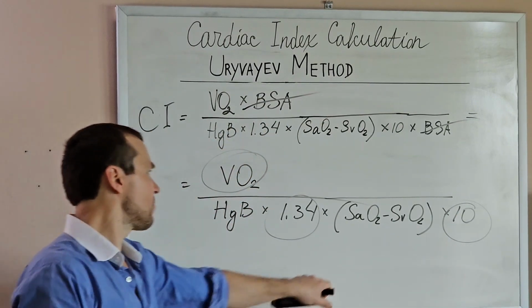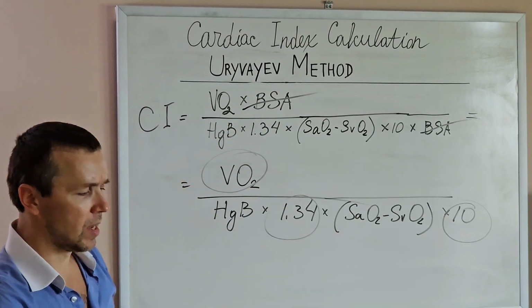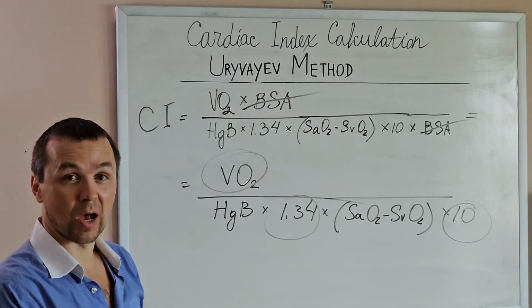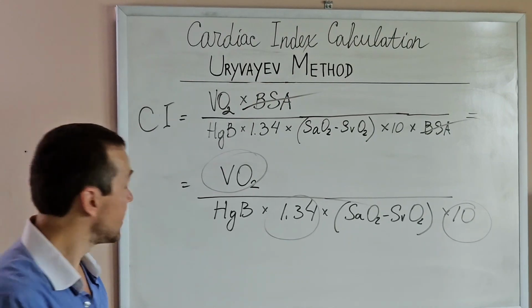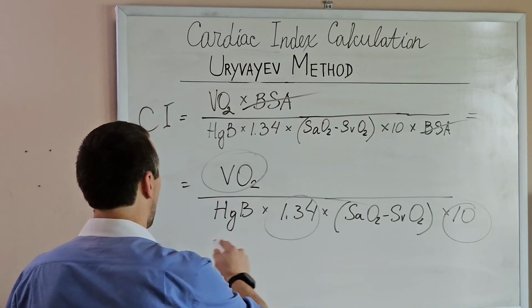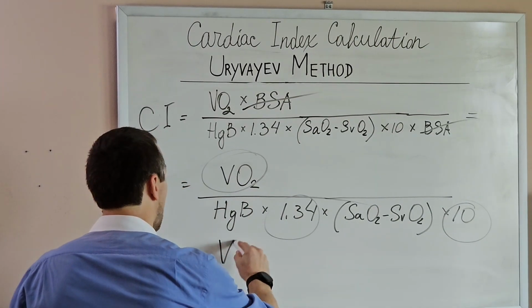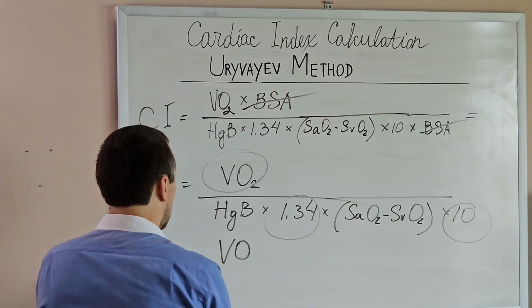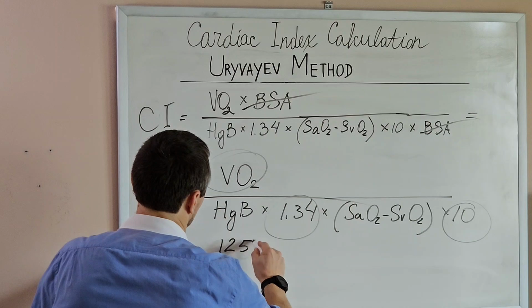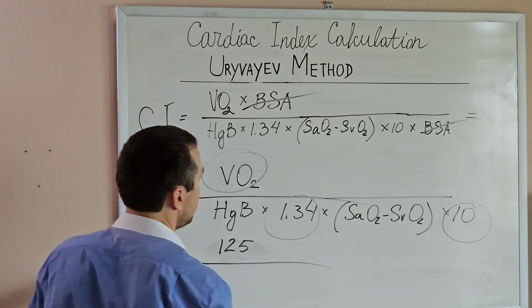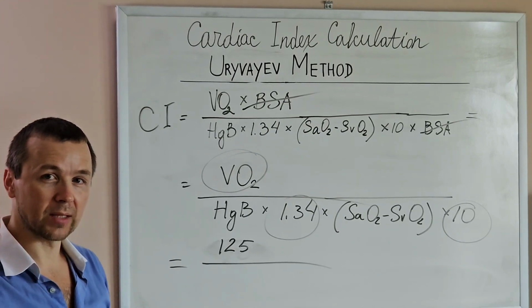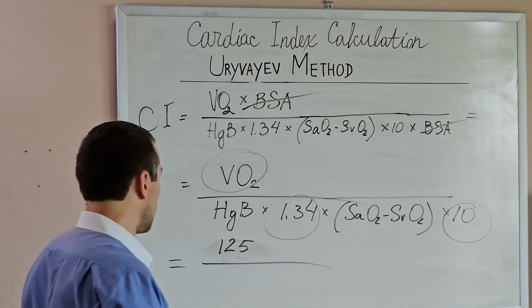Sometimes you don't even have to obtain an arterial blood gas. You can just estimate it based on the patient's pulse ox, if you have a good waveform, right? But nonetheless, let's simplify it even further. Oxygen consumption is, by convention, 125 milliliters per minute per meter squared, okay?